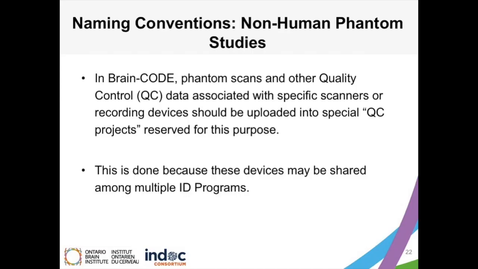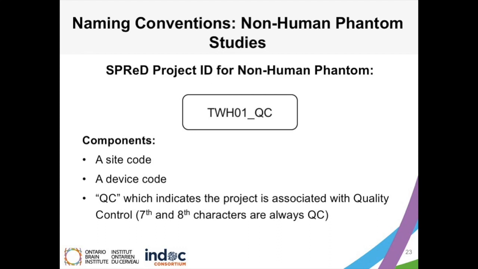In BrainCode, phantom scans and other quality control data associated with specific scanners or recording devices should be uploaded into the special QC projects reserved for this purpose. This is done because these devices may be shared among multiple IDP programs. Naming conventions for non-human phantom studies, SPReD project ID for non-human phantom.